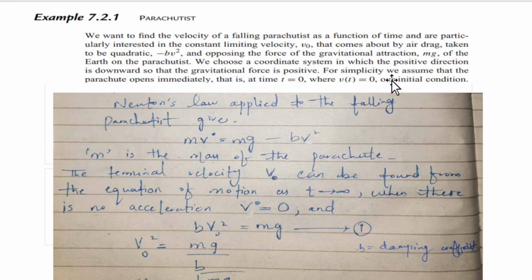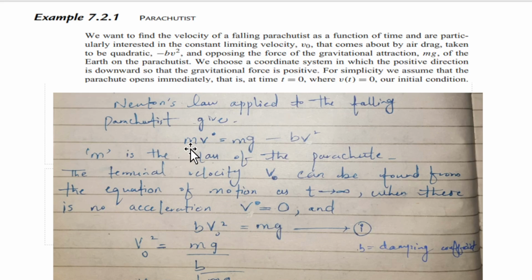For simplicity, we assume that the parachute opens immediately at time t0, and we have to find the velocity, which is 0. So first, our initial condition. First we have to apply Newton's law to the falling parachutist.